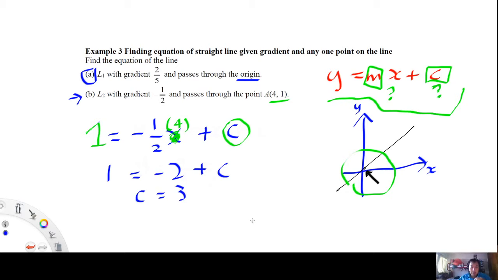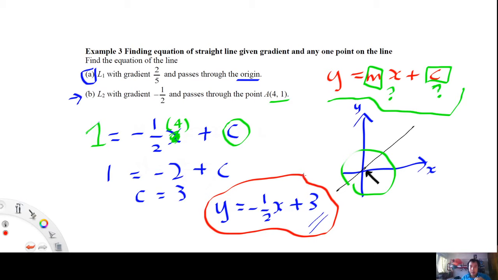Alright, so right now I want you to know this is not the answer, because they say find the equation of a straight line. So after we get C, please don't leave this as your final answer. You'll lose marks. Your final answer for B is y equals minus half x plus 3. You write out the whole thing fully. So basically, if you have the gradient and a point on the line, you actually can find it.